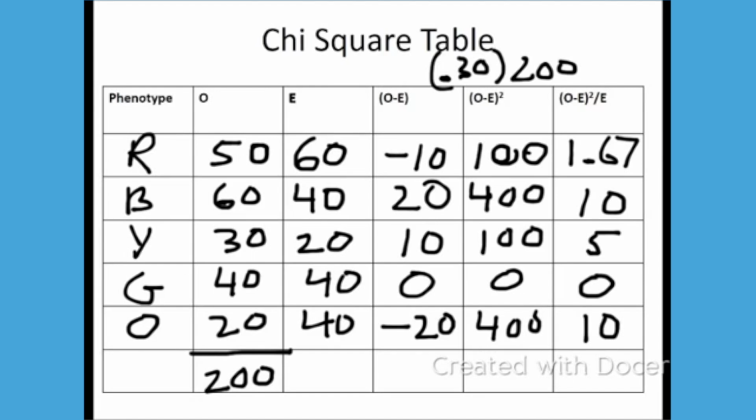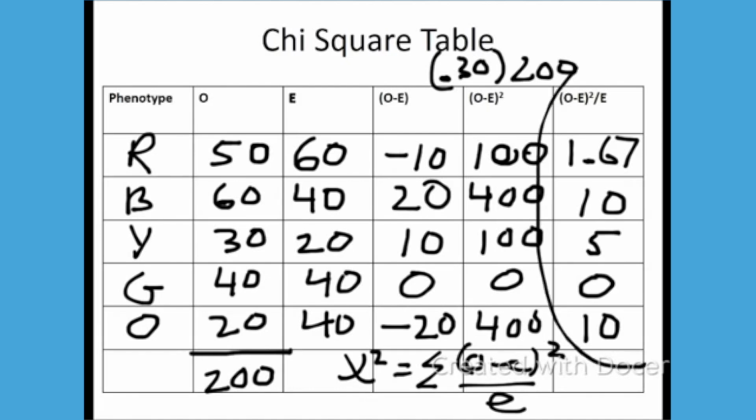So remember that the chi-square statistic is equal to the summation of O minus E squared all over E. So what that tells us to do is simply to add up this last column to get our chi-square statistic. So if we add up that whole last column, 10 plus 5 plus 10 plus 1.67, we get a chi-square statistic of, let's see, that would be 26, and I want to round it off to the 10th place, 26.7.